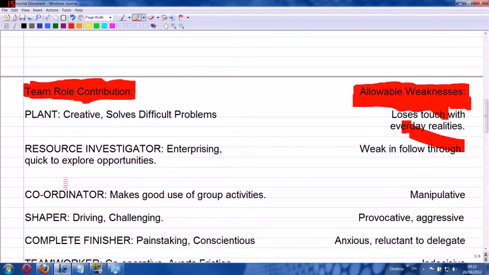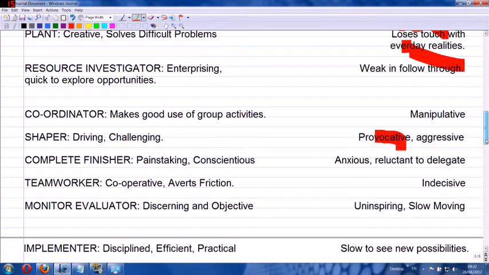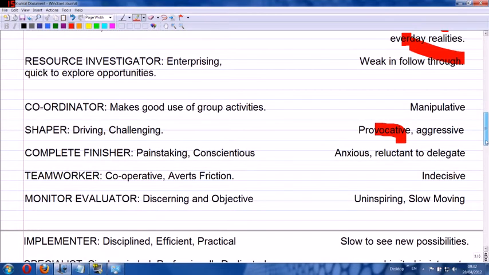Great. Coordinator, makes good use of group activities. Problem is, they're manipulative. Shaper is driving and challenging. The problem is they're proactive. It's kind of funny, it almost does sound like it. Provocative. Anyway, yeah, they're provocative and aggressive. Yeah, complete finishers, painstaking, conscientious. So they're anxious, they're reluctant to delegate.